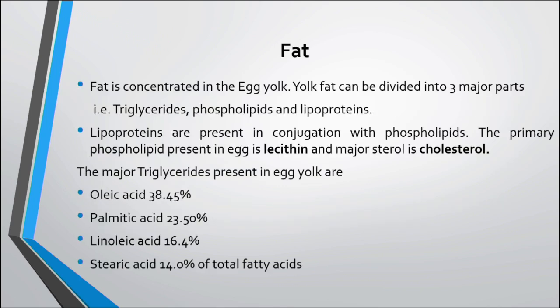The next one is fat. Fat is concentrated in the egg yolk. Yolk fat can be divided into three major parts: triglycerides, phospholipids and lipoprotein. Triglyceride is a basic fat, isn't it? Lipoproteins are present in conjugation with the phospholipids. The primary phospholipid present in egg is lecithin and the major sterol is cholesterol. The major fatty acids present in egg yolk are oleic acid, palmitic acid, linoleic acid and stearic acid.